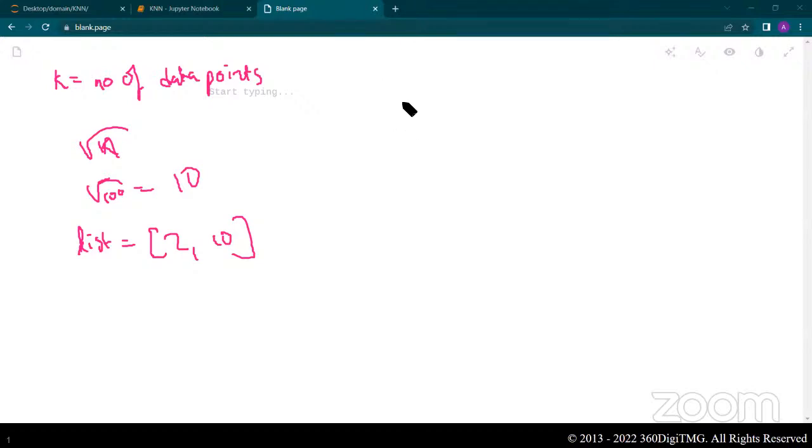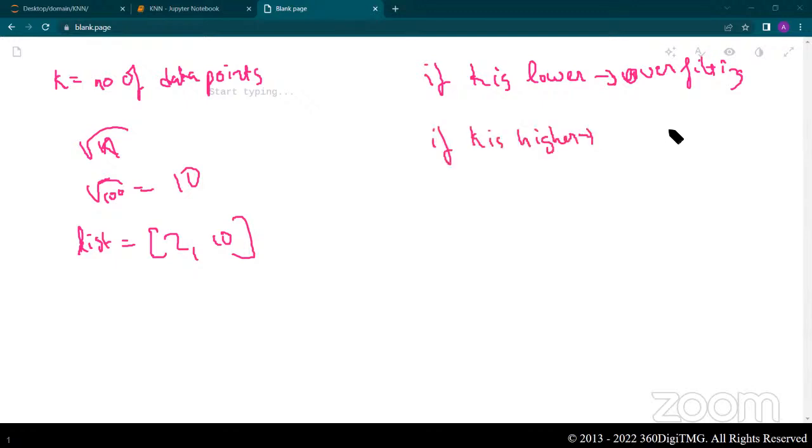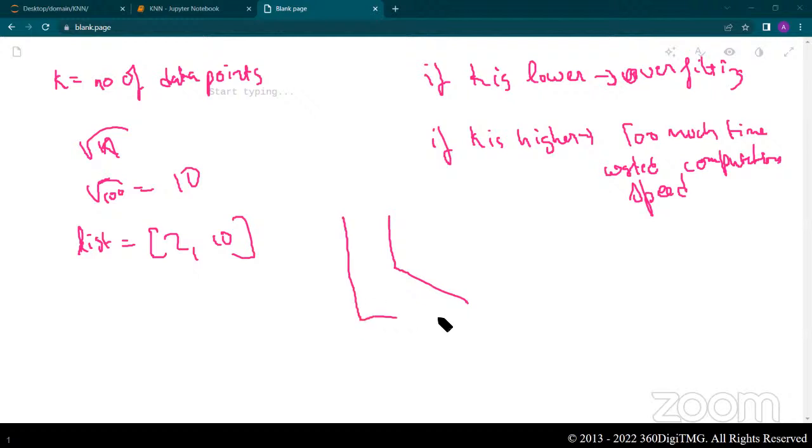Okay, but you need to find the ideal number, since if k is lower, then you have overfitting. You might run into a situation where you're getting overfitting information. Okay, and if k is higher, then again too much time is wasted on computational speed. So again you're wasting too much time. If your ideal number of k is 10 and you're plotting for 100k, you're just wasting your time. Okay, and then of course, if you remember, we saw this elbow method. Wherever this elbow point is, that is your ideal value of k. All right.